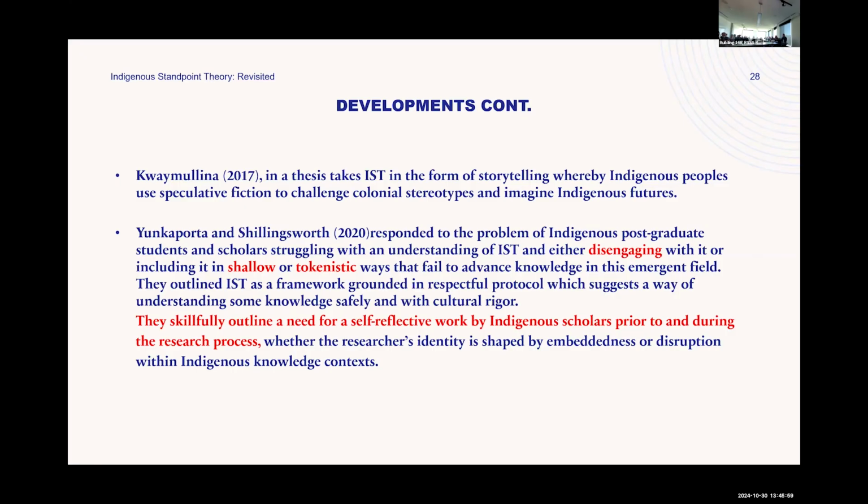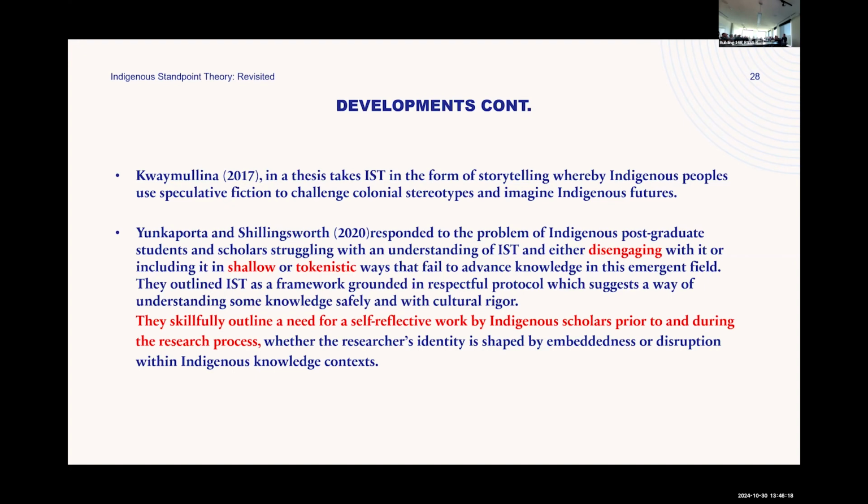Now, Yunkaporta and Schullinger, if you don't read Yunkaporta's work, where have you been the last 10 years? They looked at IST as either disengaging or looking at the shallow and tokenistic ways that IST have been used by scholars, both Indigenous and non-Indigenous.